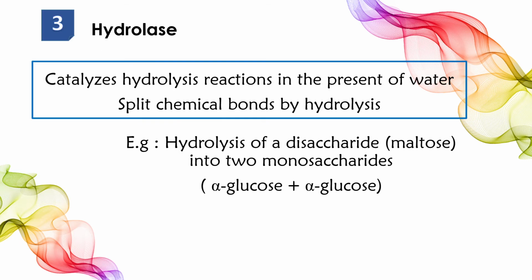Hydrolase catalyzes hydrolysis reaction in the presence of water. This is the most common class of enzyme. Hydrolase split chemical bond like peptide bond, glycosidic bond, and ester bond by hydrolysis. Example, hydrolysis of a disaccharide into 2 monosaccharide.